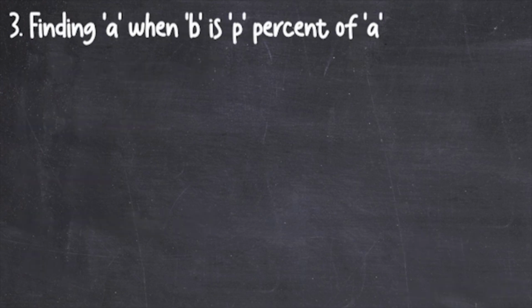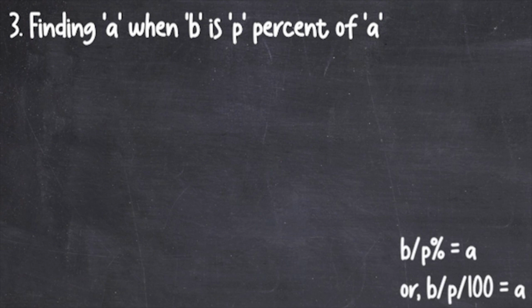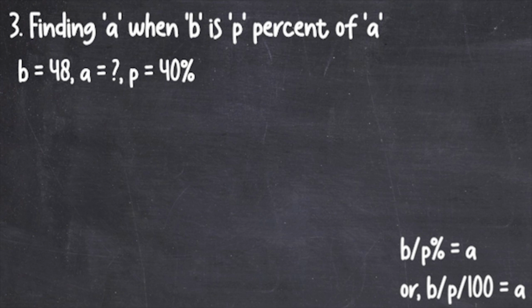3. Finding A when B is P percent of A. If B is known to be some percentage of A, then A can be found using the formula B over P percent equals A. For example, let's try to find a value for A that will give us 48 as 40% of A. In this case, B equals 48 and P equals 40. We'll set up this problem as 48 over 40% equals A, and A is unknown.